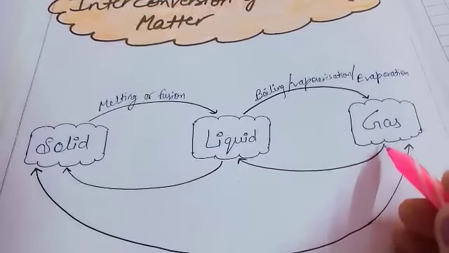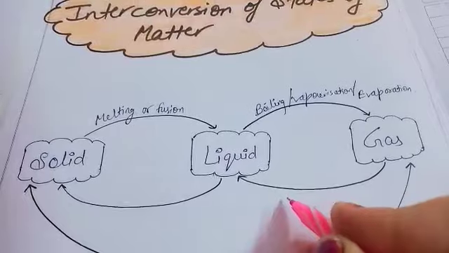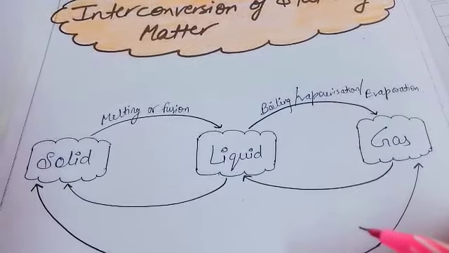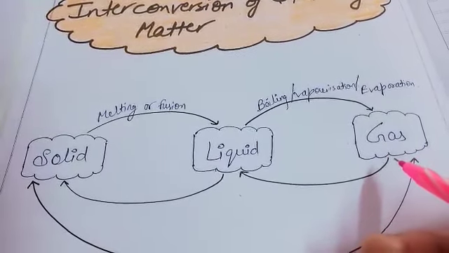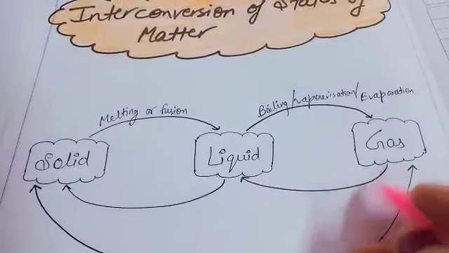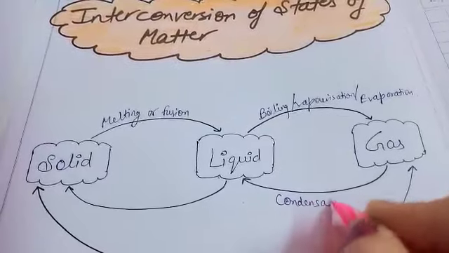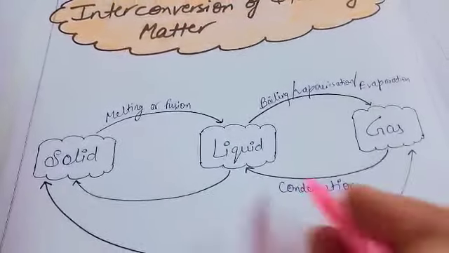In case of gas, when we decrease the temperature, if you reduce the temperature a little, then gases start condensing, they are converted into liquid. That process, when gas is converted into liquid, is known as condensation. Simple process.